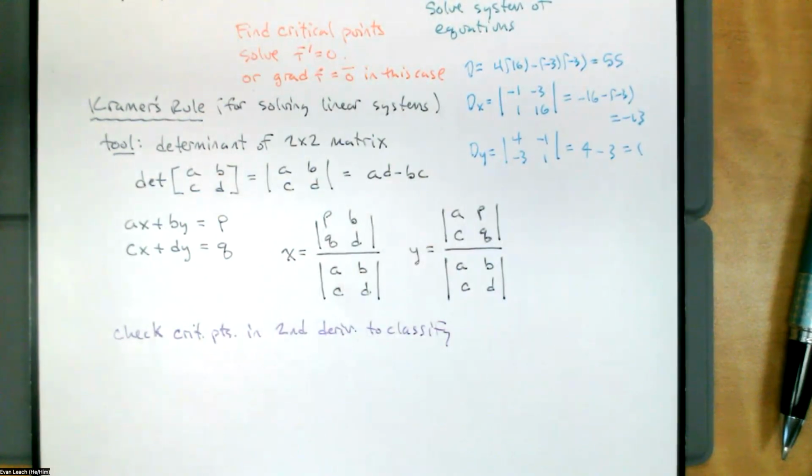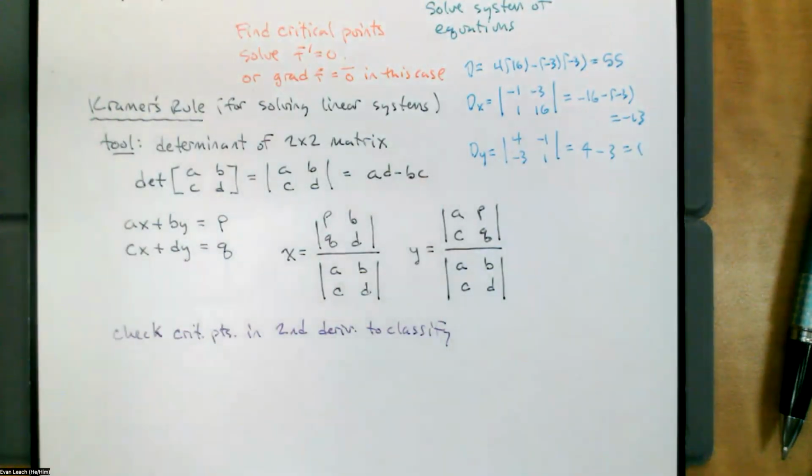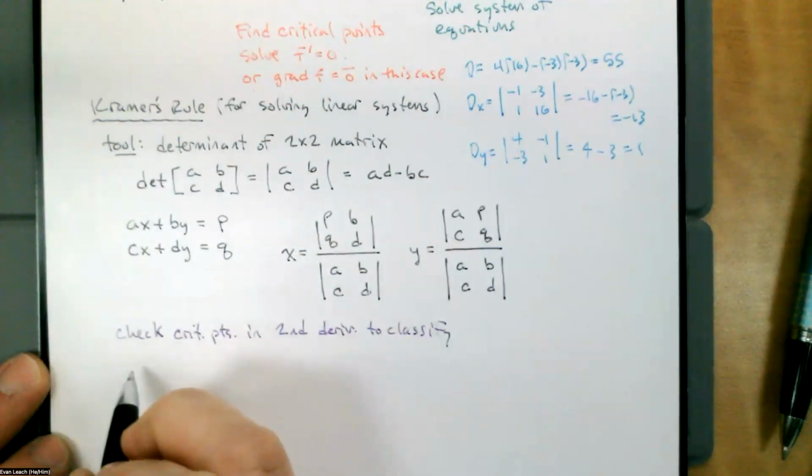Well, this is what we want to talk about today. We want to check the critical points in the second derivative to classify the critical points as a local minimum, a local maximum, or neither a local minimum or a maximum. The problem is there are 4.